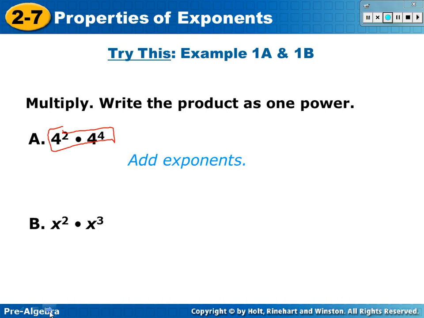Okay, you should have finished that. So we have 4 to the 2nd times 4 to the 4th. The bases are the same. They're both 4. So I just add 2 plus 4, which gives me 6. Next one I have x squared times x cubed, or x to the 3rd. So now I see the bases are the same. So all I do is add the exponents. And 2 plus 3 does indeed give me 5. So it's x to the 5th power.